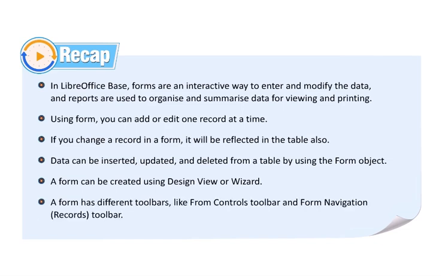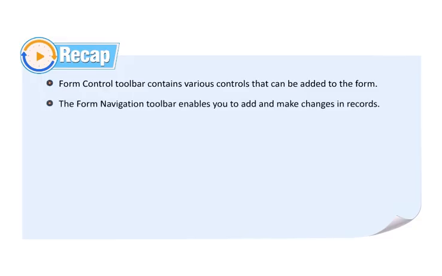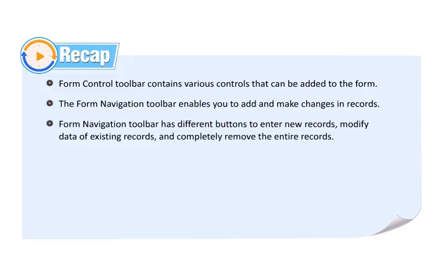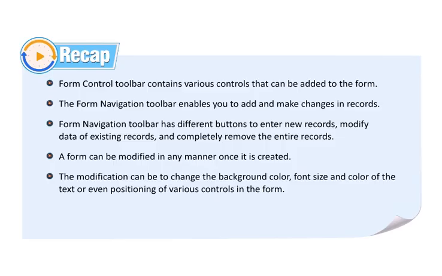A form has different toolbars like Form Controls toolbar and Form Navigation Records toolbar. Form Control toolbar contains various controls that can be added to the form. The Form Navigation toolbar enables you to add and make changes in records. Form Navigation toolbar has different buttons to enter new records, modify data of existing records and completely remove the entire records. A form can be modified in any manner once it is created. The modification can be to change the background color, font size and color of the text or even positioning of various controls in the form.